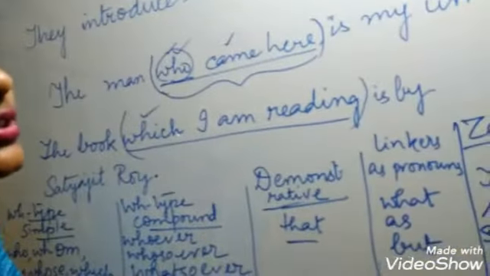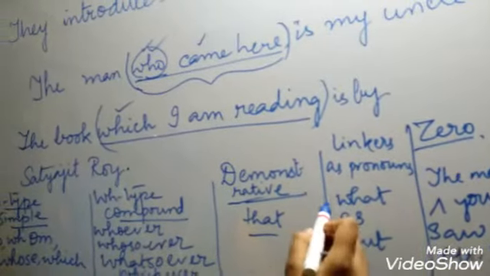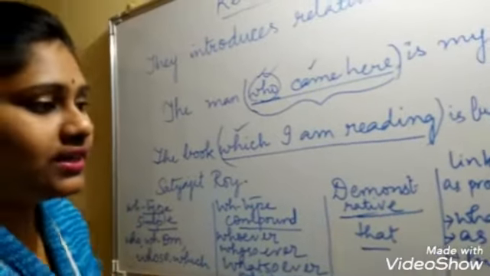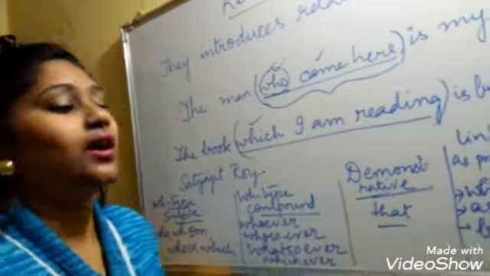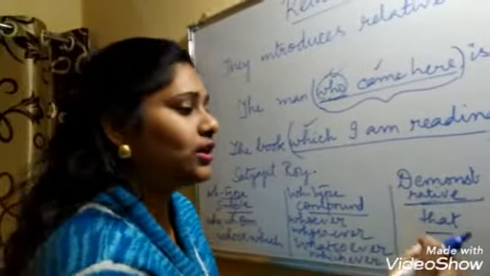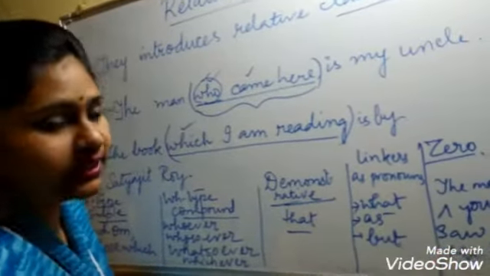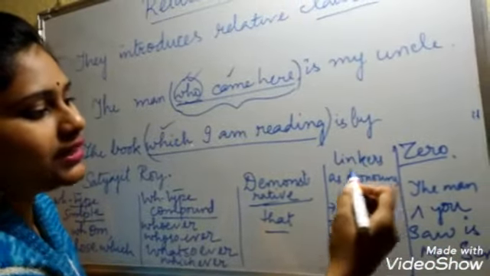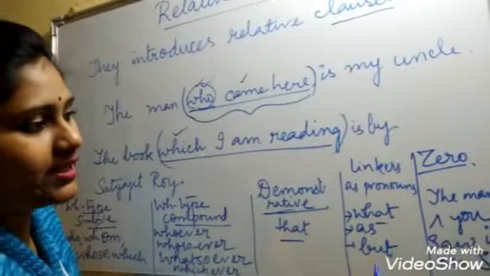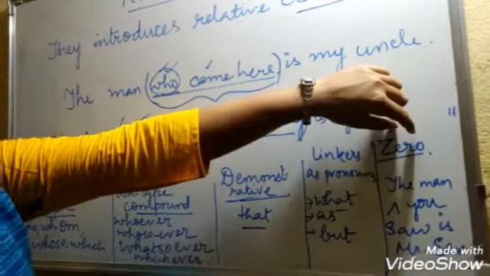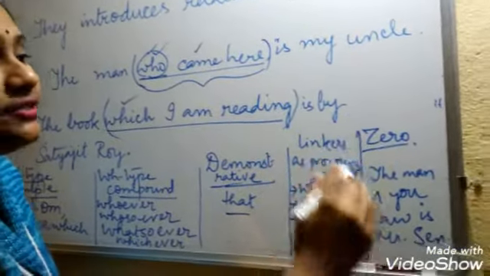Linkers as pronouns. So there are some linkers which link. Now, what is the difference between a linker which acts as a relative pronoun and a word that acts only as a conjunction? That I will discuss. I will give you two more sentences as examples. These linkers act as pronouns, like what, as, but, and zero. Here what happens is that the relative pronoun is omitted.